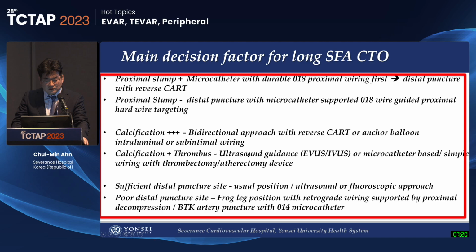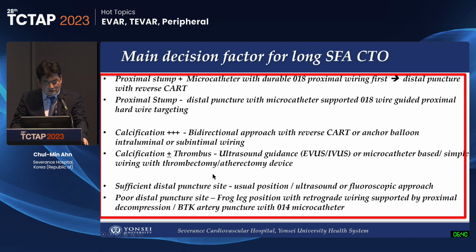My main decision for long CTO wiring is based on the proximal stump. If it is positive, we use antegrade wiring first, and then distal puncture with reverse CART. If there is no stump, distal puncture first, and then a distal guide wire with antegrade hard wire targeting is the first choice. If there is a heavily calcified region, we usually use a bidirectional approach with reverse CART, and if there is minimal calcium with a thrombotic appearance, ultrasound guided wiring or simple microcatheter based wiring.